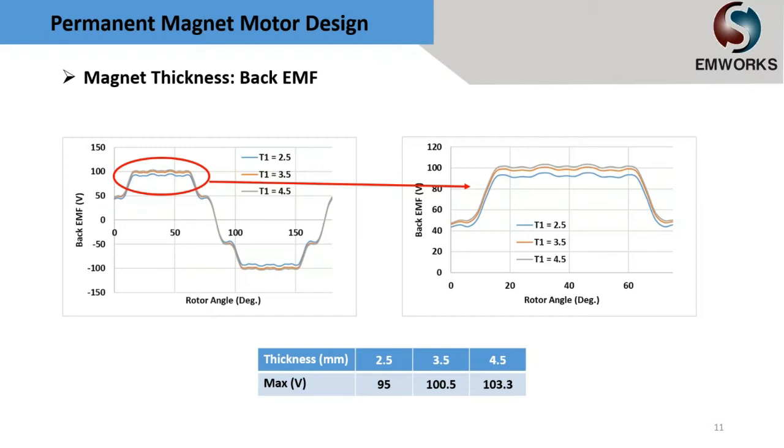It is very obvious from this table. If you look at this table, we almost doubled the magnet thickness from 2.5 millimeters to 4.5 millimeters, and the back EMF has increased only by 8.3 volts. Considering the high cost of permanent magnets in the market, especially rare earth permanent magnets, increasing the magnet thickness is a poor action to improve machine output.